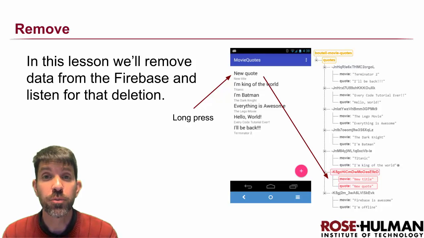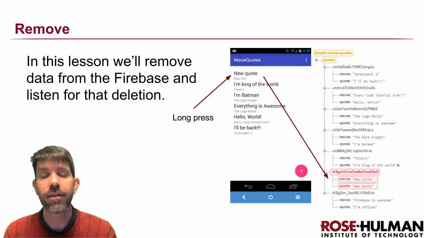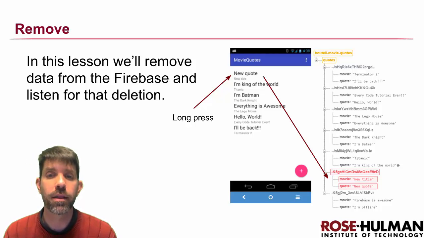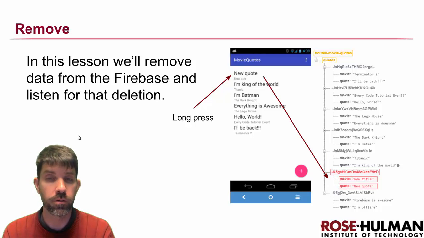Welcome back. Let's do remove. It turns out that even though the removal logic is actually a bit more complicated than the addition logic was, we're going to be able to do this a bunch quicker because it uses a lot of the same ideas, right? So what we want to implement here is that when we long press, not only does it delete locally, but it's also going to delete it from the Firebase.